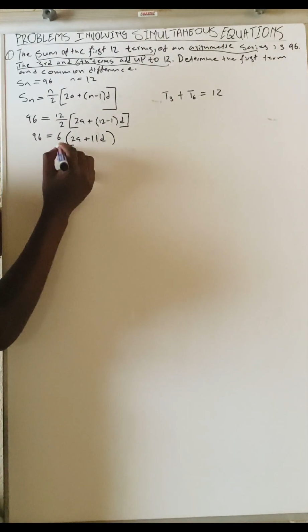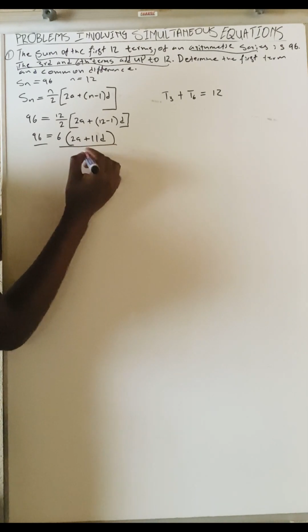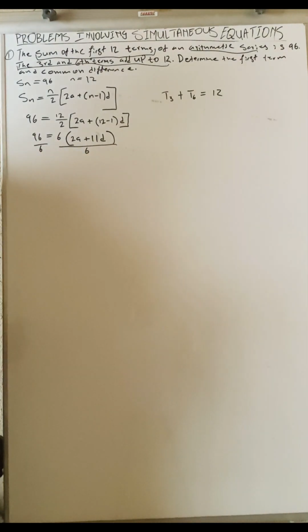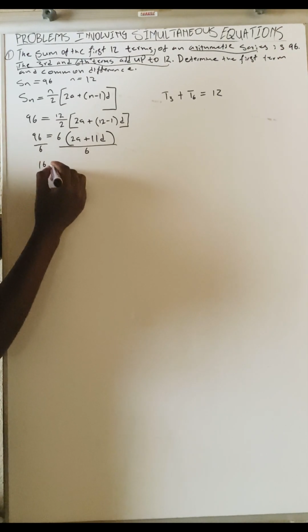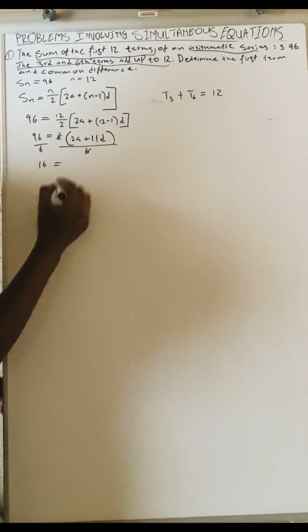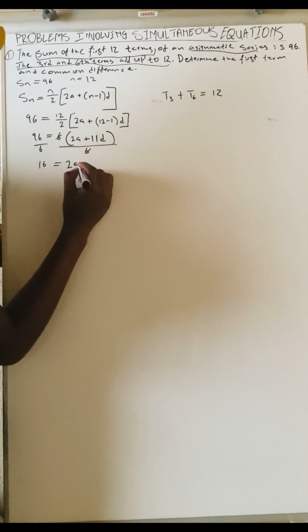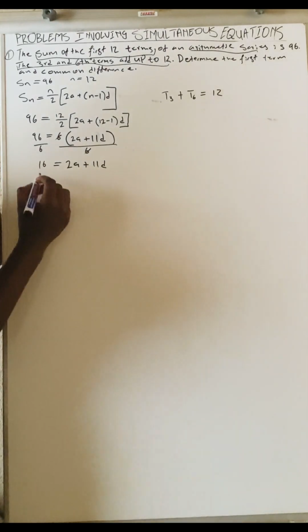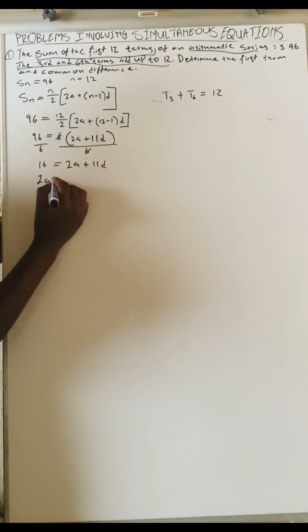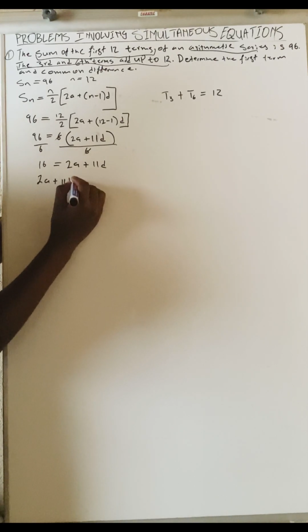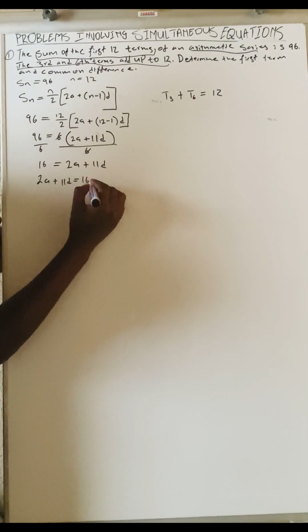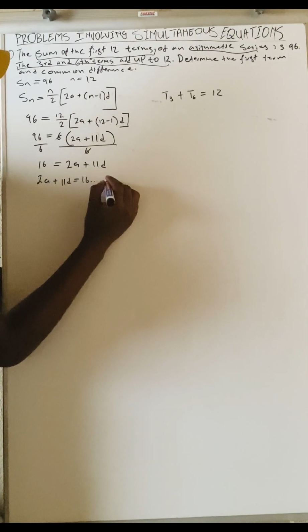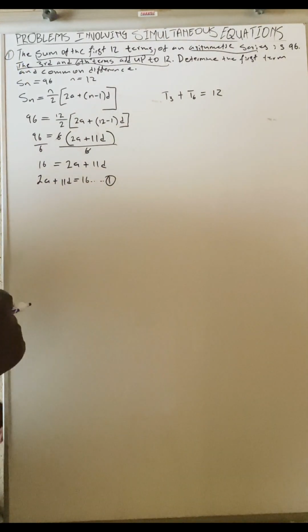Close your brackets. Then from here, you can divide both sides by 6. Then 6 into 96, it goes how many times? 16 times. Cancel this one. You're left with 2a plus 11d. You can write it like this: 2a plus 11d is equal to 16. Then you can name it equation 1.